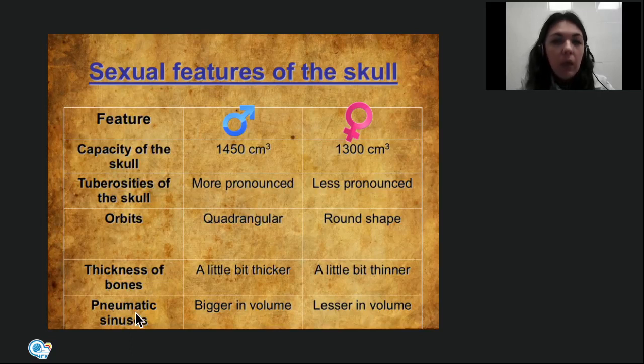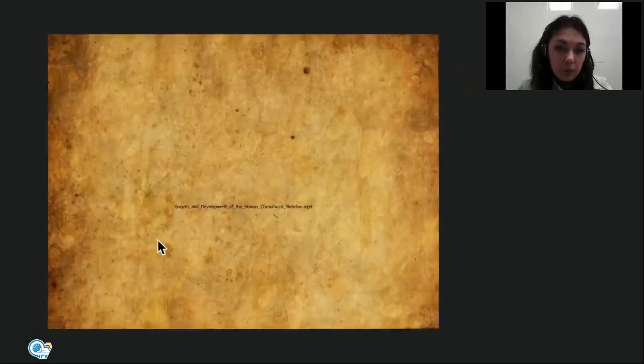Okay, fine. So orbits are quadrangular in males and they are round in females. And certainly bones are a little bit thicker in males, and pneumatic sinuses are bigger in volume, and in females they are lesser in volume.